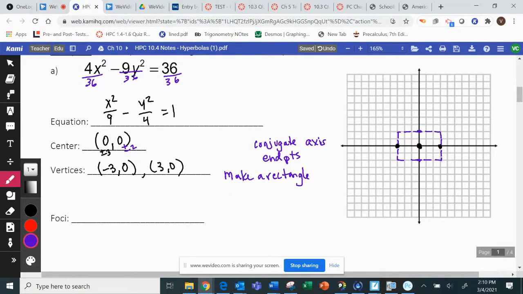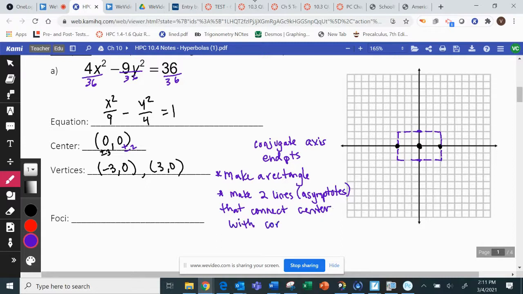Then I'm going to use a straight edge. If you're using your computer, you can use the line under the shapes, but I'm going to write down what I'm doing first. Make 2 lines, which are going to be my asymptotes, that connect the center with the corners of the rectangle.